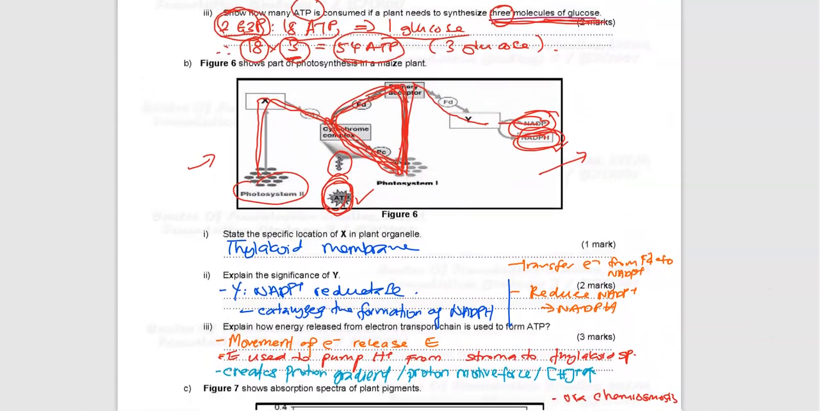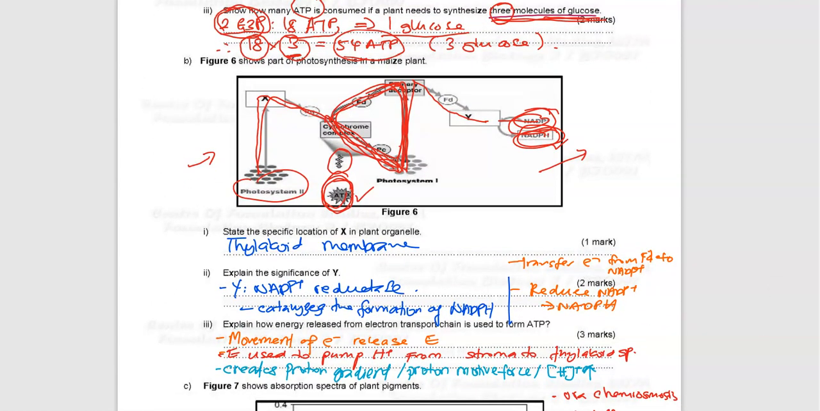Now we are going to look at the question. Question 1, state the specific location of X in the plant organelle. The plant organelle involved here is obviously chloroplast. The specific location in the chloroplast is the thylakoid membrane. As I've mentioned, it is the place where light reaction occurs. So in order for light reaction to occur, all the photosynthetic pigment, photosystem 2, and also electron carriers must be embedded in the thylakoid membrane.